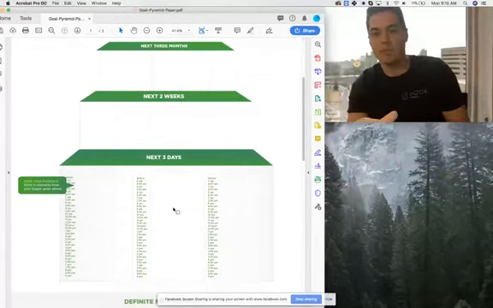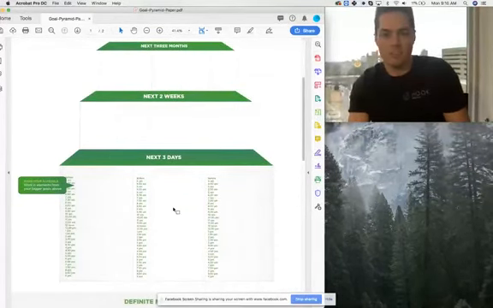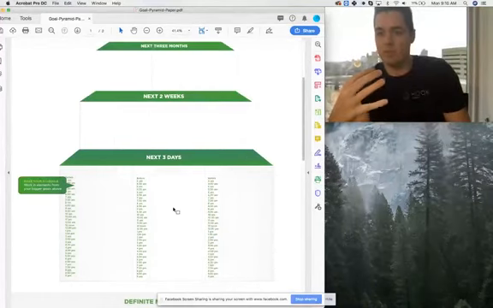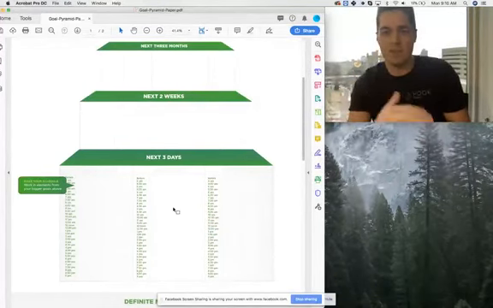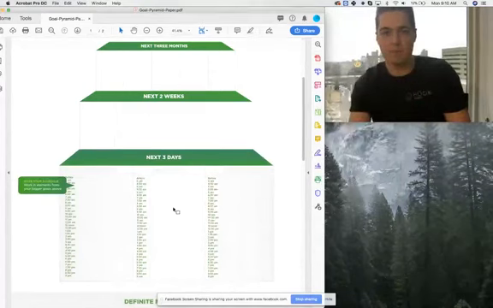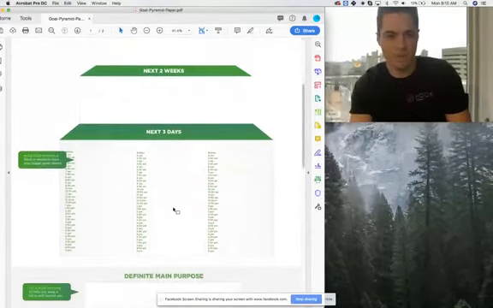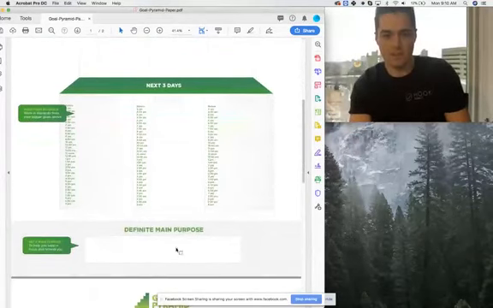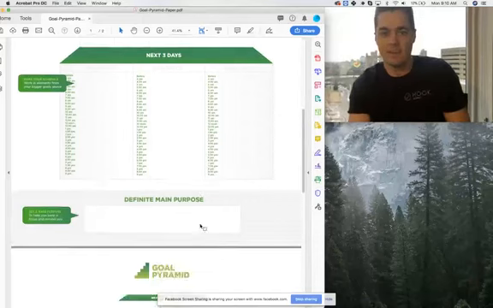What I like about this is it makes sure that you take these longer term goals and you distill them down, you break them apart and figure out what you would have to do if you were going to do one big step, for instance, towards your 5-year goal this next year. And I like to write down my definite main purpose right here.